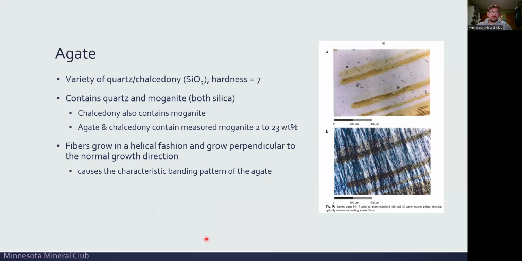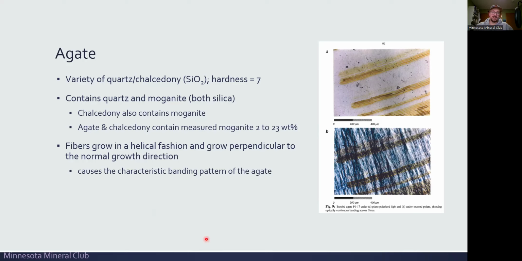So moving on then to more information about agate. As we've talked about, it is a form of chalcedony, which is a type of quartz. It has a hardness of about 7, so a pretty hard mineral. As we mentioned, it contains both quartz and moganite, and chalcedony alone can also contain moganite. They've measured the amounts of moganite in agate and chalcedony and have found it to range anywhere from 2 to 23% by weight.